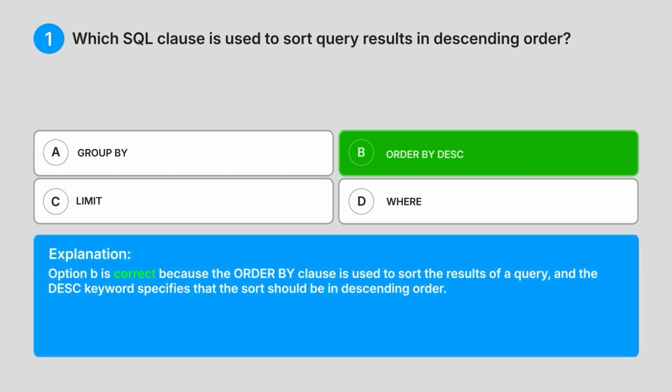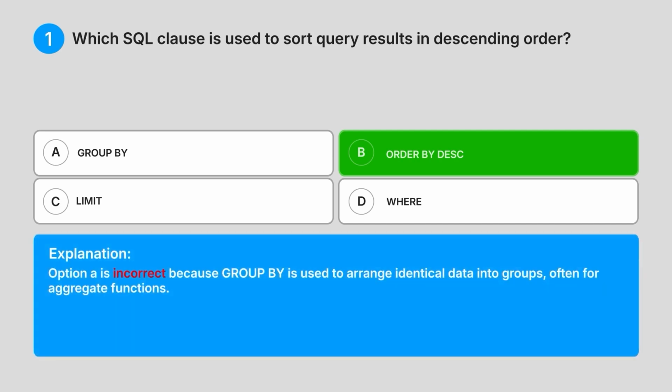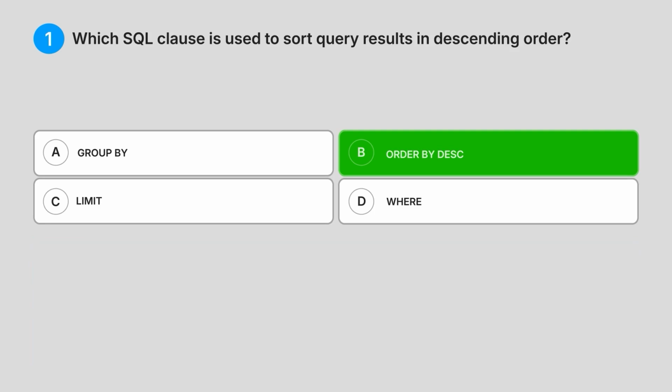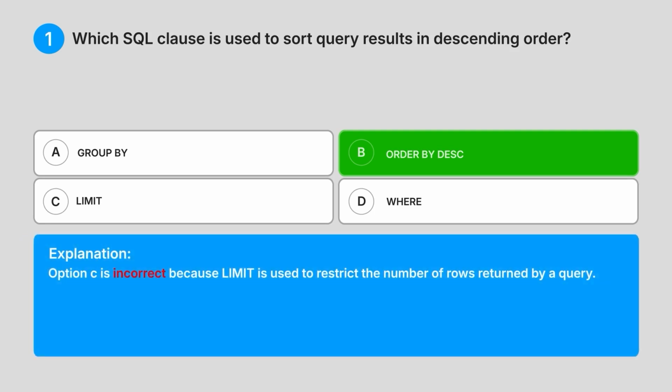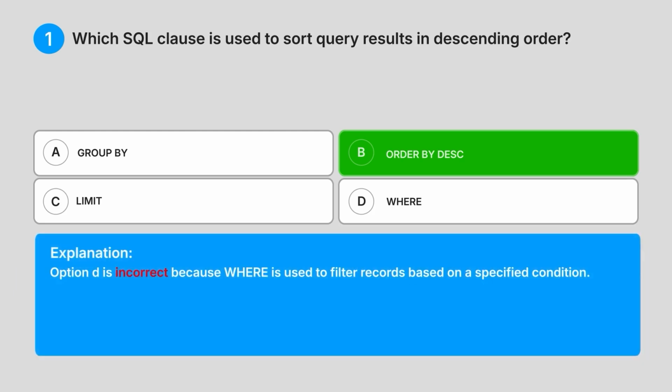Explanation: option B is correct because the order by clause is used to sort the results of a query, and the desc keyword specifies that the sort should be in descending order. Option A is incorrect because group by is used to arrange identical data into groups, often for aggregate functions. Option C is incorrect because limit is used to restrict the number of rows returned by a query. Option D is incorrect because where is used to filter records based on a specified condition.